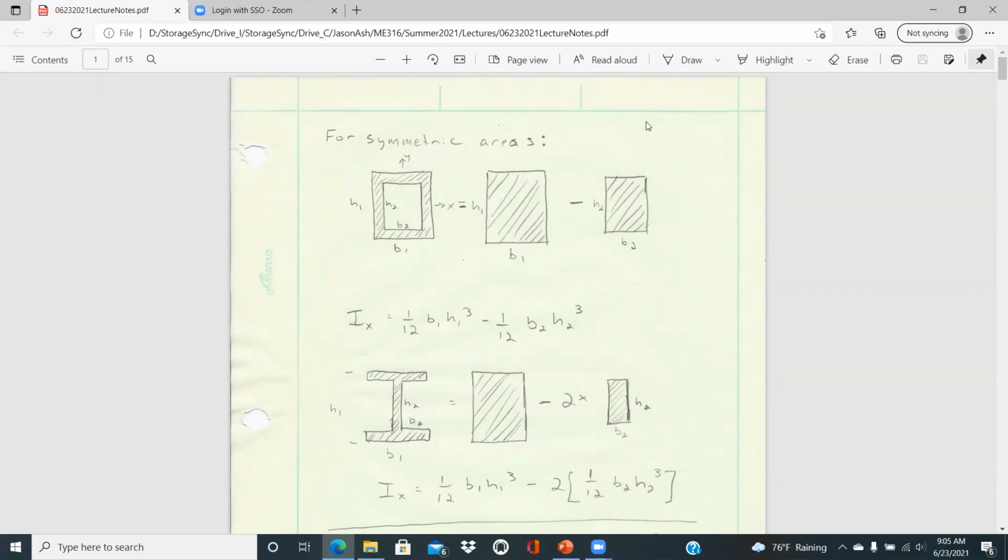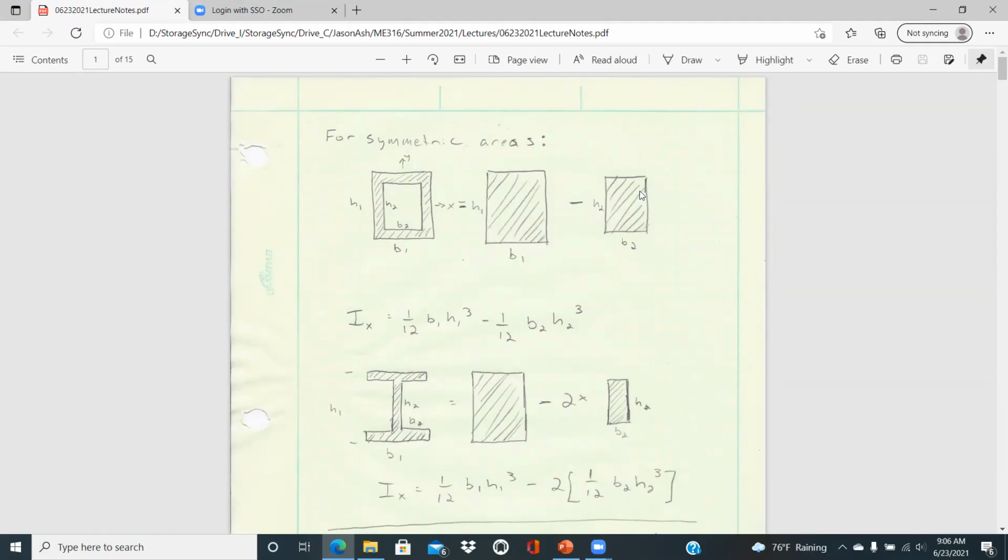Then if you're dealing with symmetric areas, you can add and subtract different cross sections to calculate your area moment of inertia. If we have a rectangular tube like this with a base 1 and a height 1, and then internally a base 2 and a height 2, all we have to do is calculate the area moment of inertia for the large rectangle, and then subtract off the area moment of inertia for the smaller hollow space that's not there.